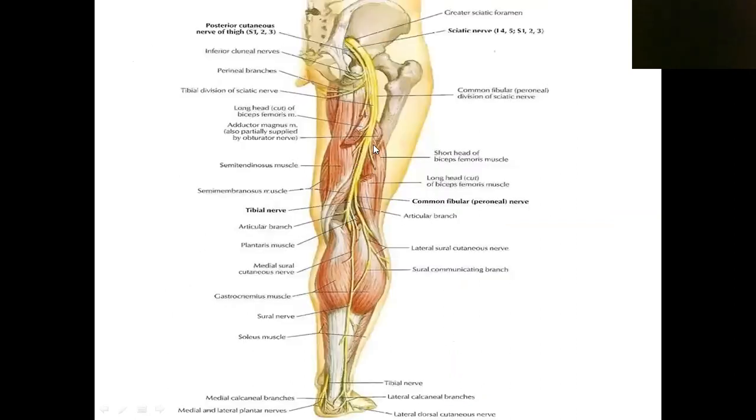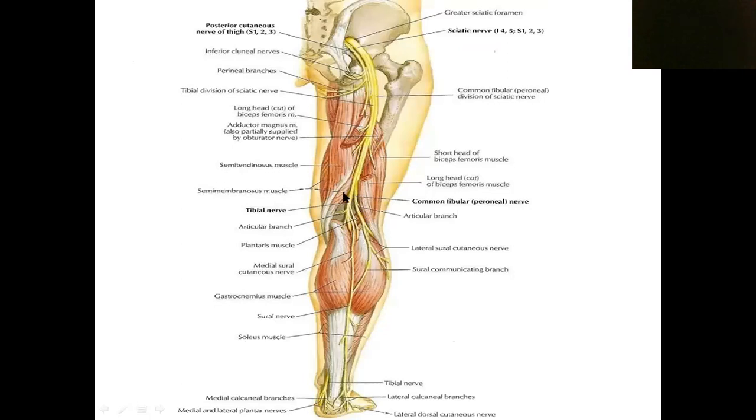We have to check it. See here we can see the cut section of the biceps femoris, and here we can see another muscle. This is the adductor magnus, which means it lies between this adductor magnus and this biceps femoris muscle. It runs downward between the adductor magnus muscle and biceps femoris muscle and reaches the popliteal fossa.